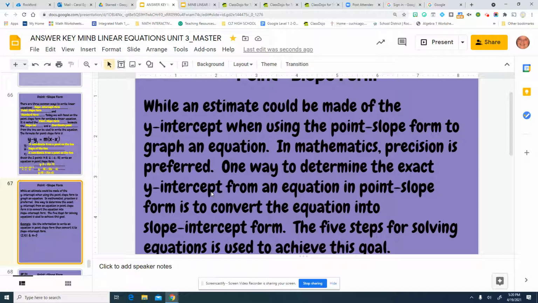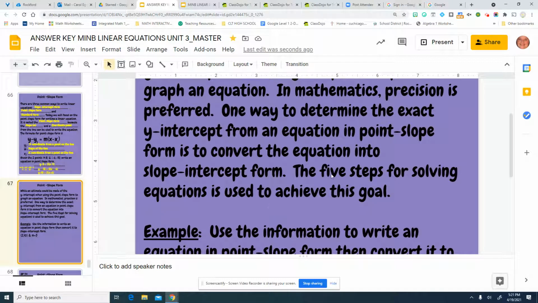slope-intercept form. So in order to do that, it's almost like a chessboard, right? This is an equation and we have to be able to move things from one side to the other to get back to that formula of y equals mx plus b. So the way we're going to do that is we're going to use those 5 steps for solving equations to achieve this goal. So we should remember the 5 steps for equations.